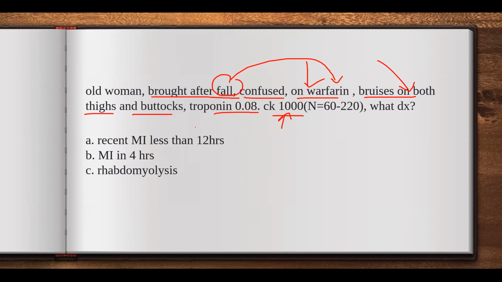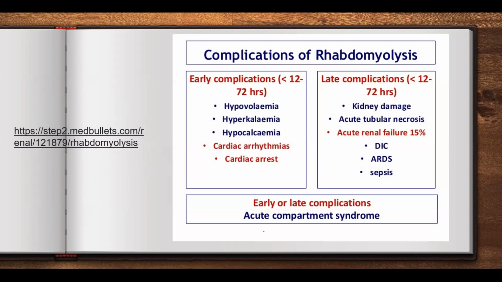Now, if troponin is normal, you don't think about MI. If it is an MI, in 4 hours troponin should be increased, because in 4 hours troponin usually gets increased. Same with 12 hours. So this is a case of rhabdomyolysis. Let's have a look at what it is.